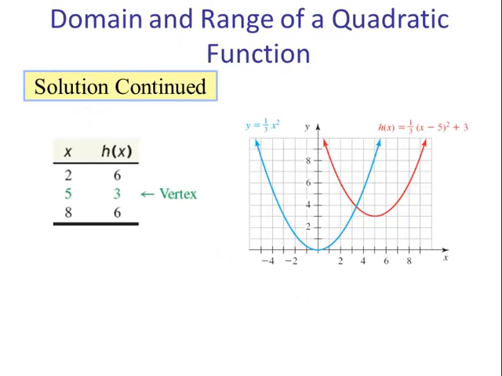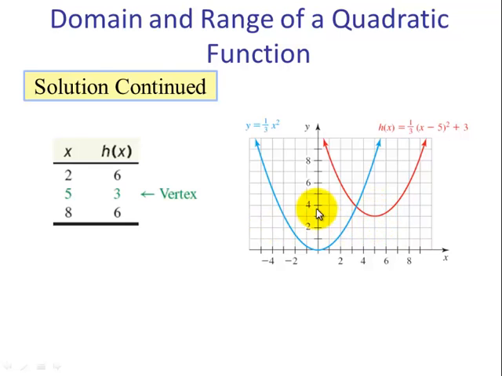So let's look at it visually. Here's our graph of 1/3 x squared. We first have to translate it 5 units to the right because h is 5. Then k is 3, so we go up 3 units, and that's our vertex.